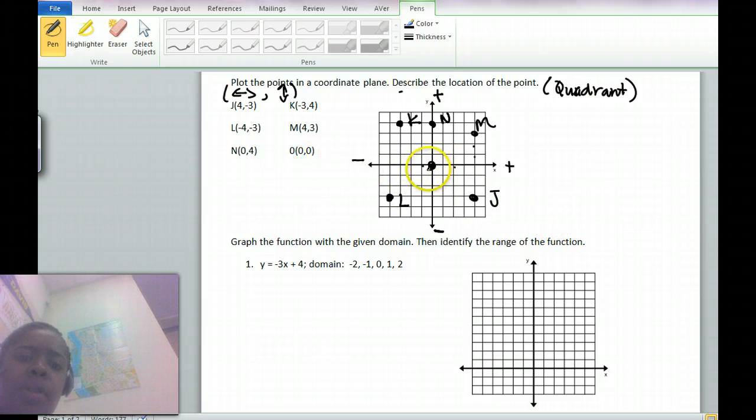So 0, 0, that means I'm not going to go to the left or right or up or down. I'm going to stay right there. Coincidentally, this O for the point 0, 0 is also known as the origin.